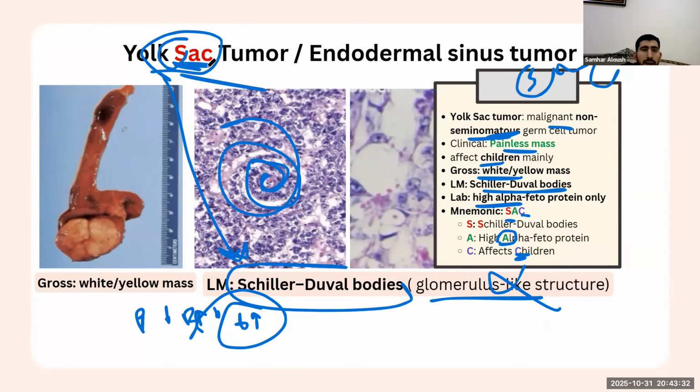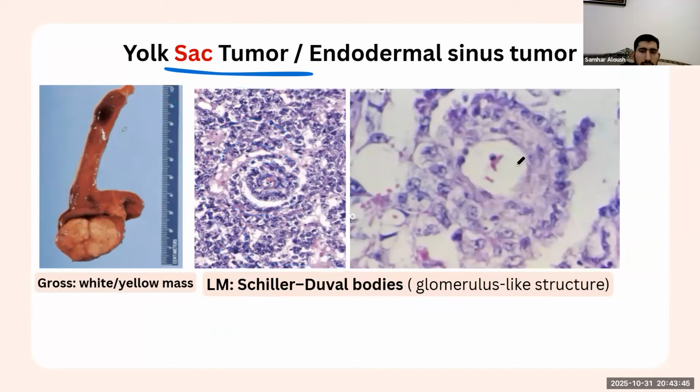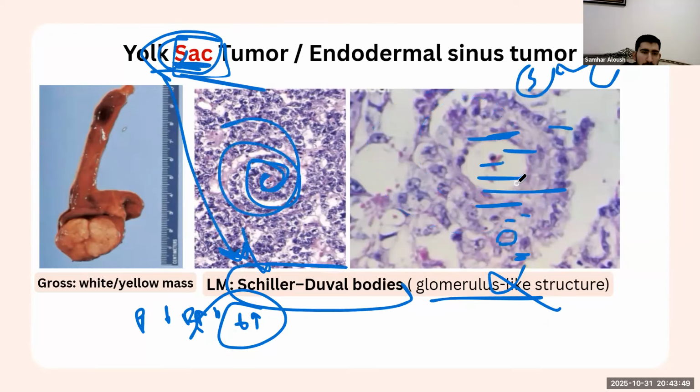Grossly, it's white-yellow, and then the mnemonic SAC. S is Schiller-Duval bodies, which are these circles. A is because it has high alpha fetoprotein. C is because it affects children. Okay, and this is also another image of a Schiller-Duval body. So, hopefully, yolk sac tumor is clear.